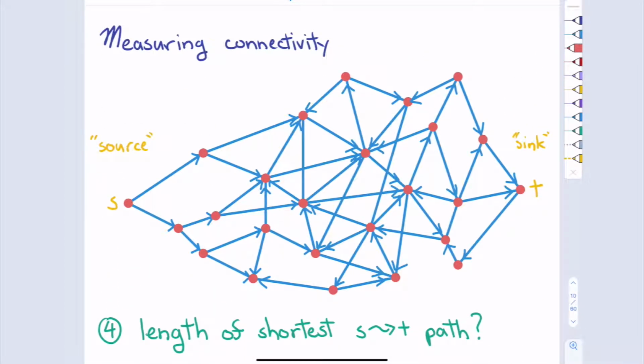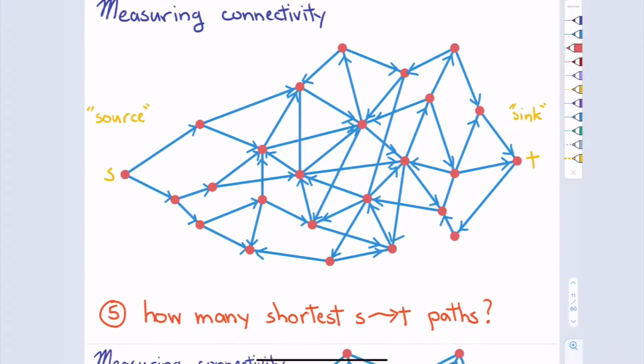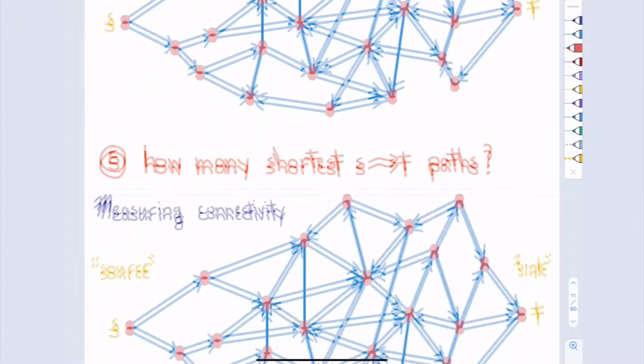Here's another question we had worked on. What is the length of the shortest path from S to T? We know how to do this. This is breadth-first search. This is Dijkstra's algorithm. But there may be lots of applications where if something's really close, we understand them to be very similar. This we already discussed. How many shortest S to T paths? Okay, fine. Another question.